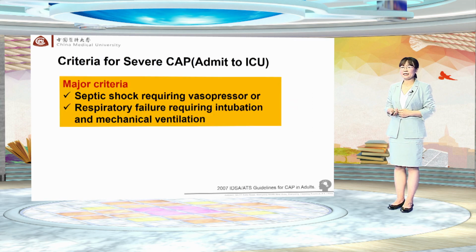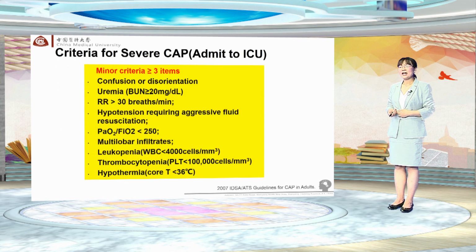According to the IDSA-ATS guidelines, direct admission to the ICU is essential for patients with septic shock requiring vasopressors or respiratory failure requiring intubation and mechanical ventilation. ICU admission should also be considered for patients who have 3 or more of the following, such as confusion, uremia, hypotension, or multi-lobe infiltrates, and so on.